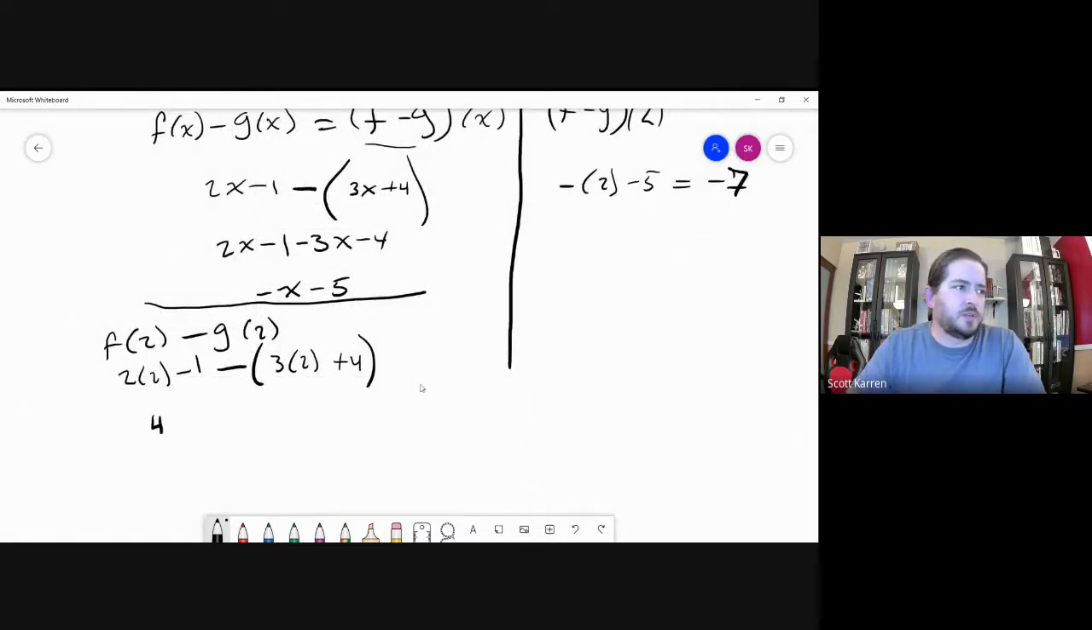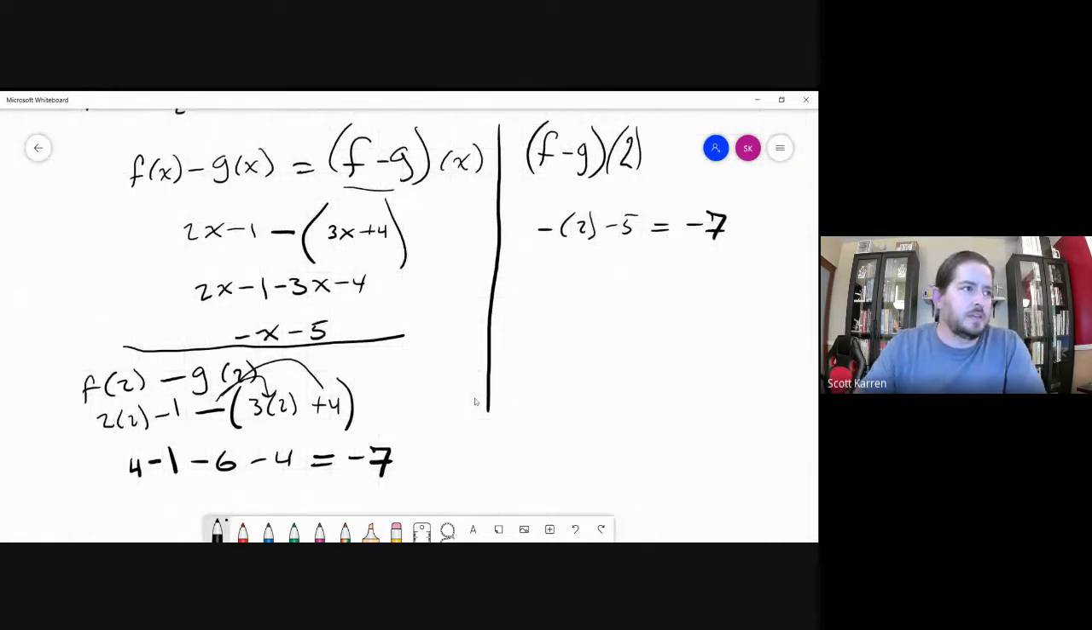2 times 2 is 4, minus 1. This minus distributes to the 3 times 2 is 6, so minus 6, and it distributes to give me minus 4. You can see here 4 minus 1 is 3, minus 6 is negative 3, minus 4 more is indeed negative 7, right? But again, it was easier to have plugged this into the function that we've already subtracted. And if you have to do this 100 times, you'll want to pick that one. It'll take you a few minutes of your life that you don't have to be spending doing this problem, right? Okay. Those are the two pretty easy to understand ones.